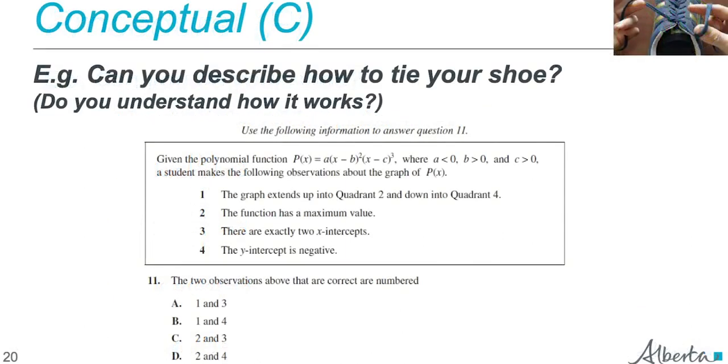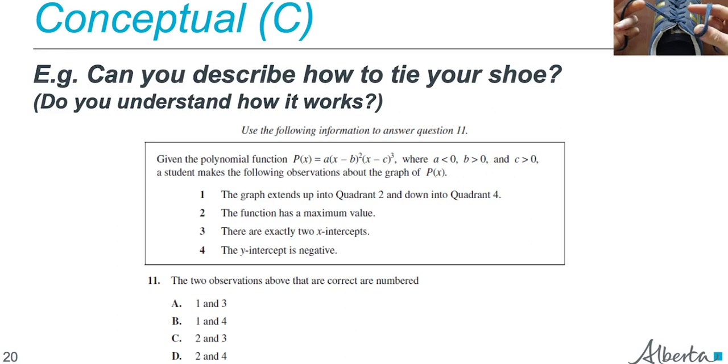Here we have an example of a conceptual question, and we equate this to, can you describe how to tie your shoe? Do you understand how it works? In other words, are you able to explain the process? Do you understand the mechanics of the process? Compared to the previous example, in this question, students need to interpret the given constraints on the parameter values to determine how it impacts the features in the graph of the polynomial function.